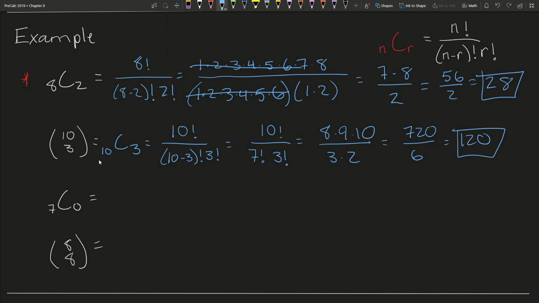Seven choose 0. So this will end up equaling 1. If you ever have anything choose 0, that's always going to be equal to 1, because we get 7 factorial over 7 minus 0 factorial over 0 factorial. And remember, when we first went over factorials, one of the rules we need to know is that 0 factorial is actually 1. So we just get 7 factorial over 7 factorial, which again is just 1.